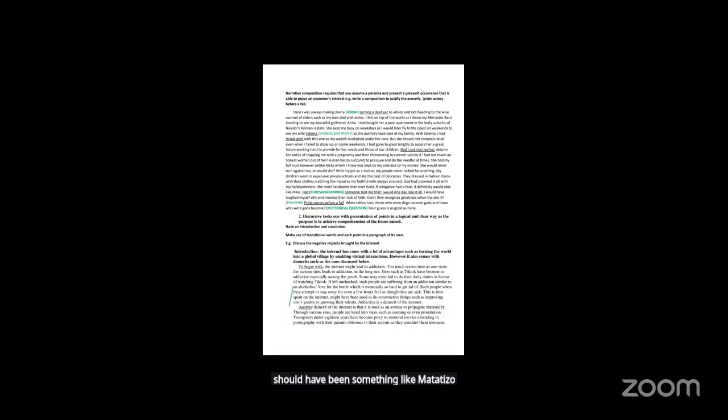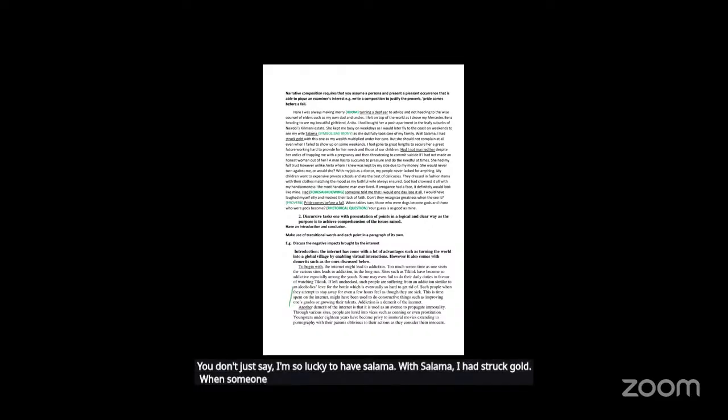Anyway, let's continue. To see my wife Salama, as she dutifully took care of my family. Well, I had struck gold with this one. Struck gold is also an idiom. You don't just say, I'm so lucky to have Salama. With Salama, I had struck gold. When someone strikes gold, the person is very lucky. That is yet another idiom.